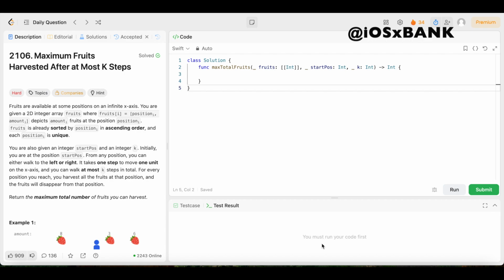All right, y'all, we're back again, another day, another LeetCode problem where we're doing daily LeetCode problems. And today we have question number 2106, Maximum Fruits Harvested After at Most K Steps. The difficulty level is hard, but don't worry, because we're going to keep the solution as simple and easy to understand as possible.